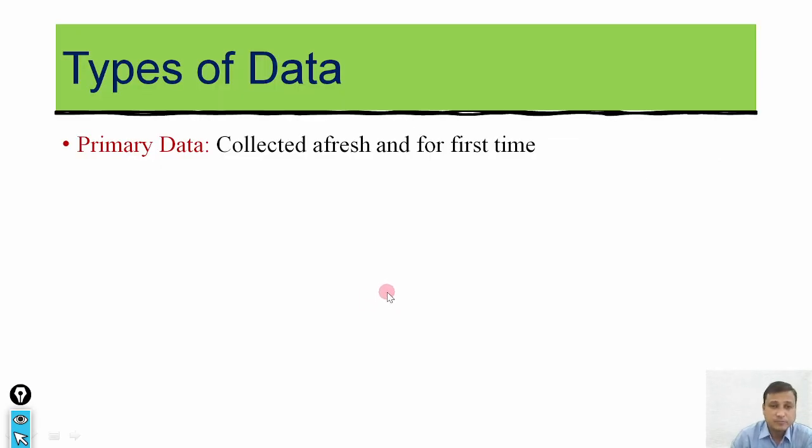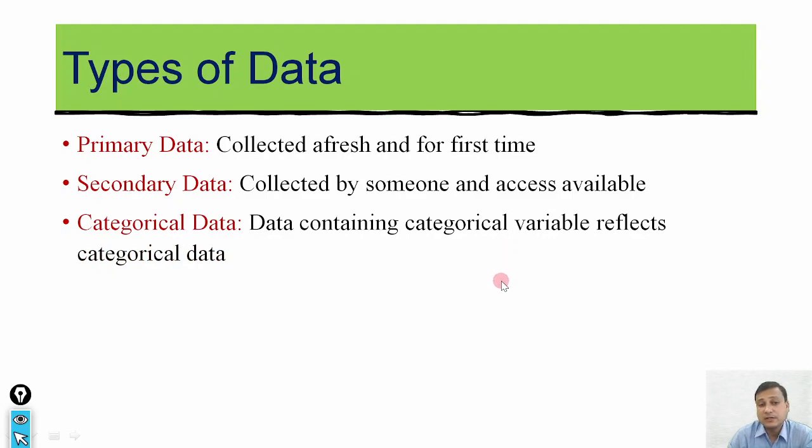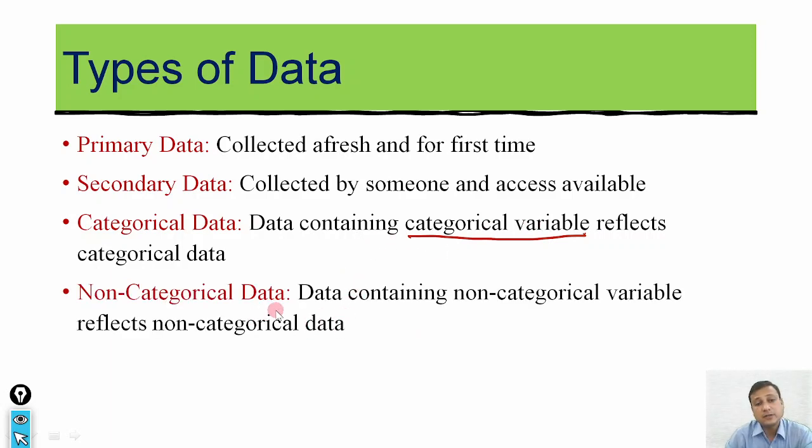First is primary data. It is collected fresh and for first time. What is secondary data? It is collected by someone and access is available. Fine. Then categorical data. This is simple. Data containing categorical variables. We have seen what is categorical variable, like gender, category, right? If there are names, labels, different categories, then that will be known as the categorical variable. If the data contains categorical variable, it will reflect categorical data. Correct. Then non-categorical data. If the data contains non-categorical variable, it will be known as a non-categorical data.